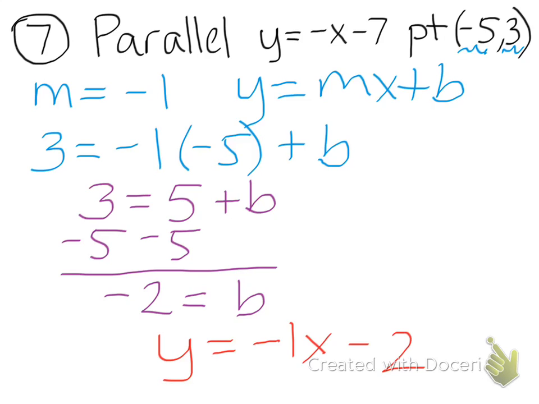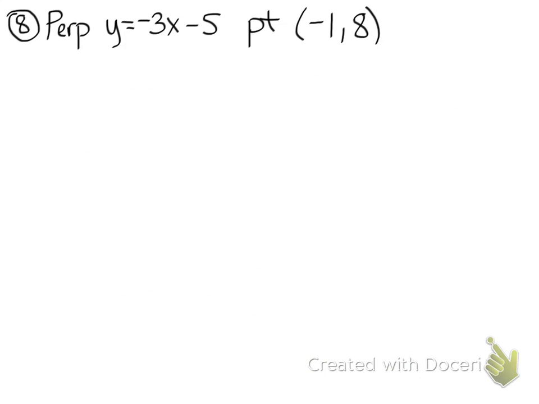Alright, let's look at number 8 now. It says, what is an equation of a line perpendicular to y equals -3x minus 5 and contains the point -1, 8? So first we have to find a slope of a line that's perpendicular, so it's opposite reciprocal, so opposite sign, which would be positive. And then flip that 3/1 so that it's 1/3. And then we're going to put in y equals mx plus b form.